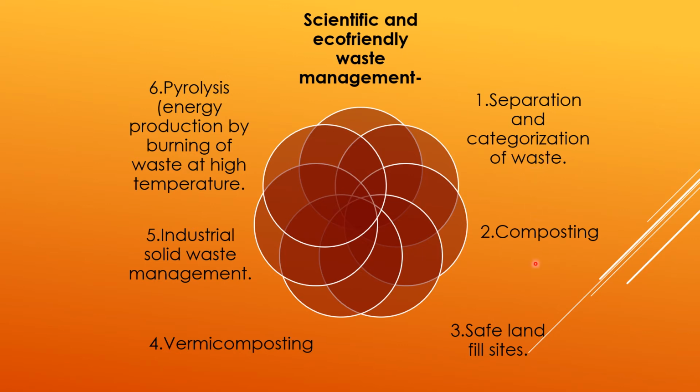Then the second point is composting. Composting means by using the waste material, you can make manures. For example, degradable kitchen waste, that is wet waste, can be decomposed in our gardens or on our terraces, and a good quality manure can be obtained from it. This process is known as composting.